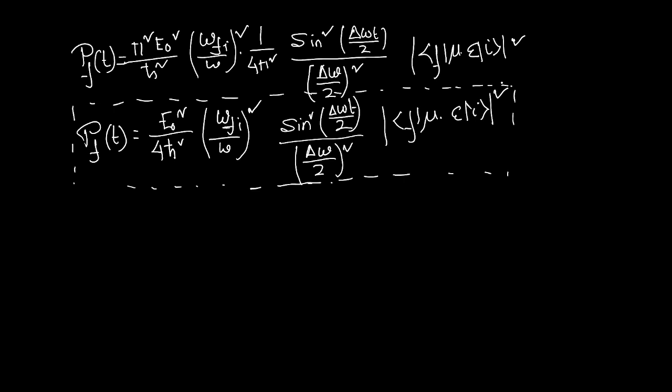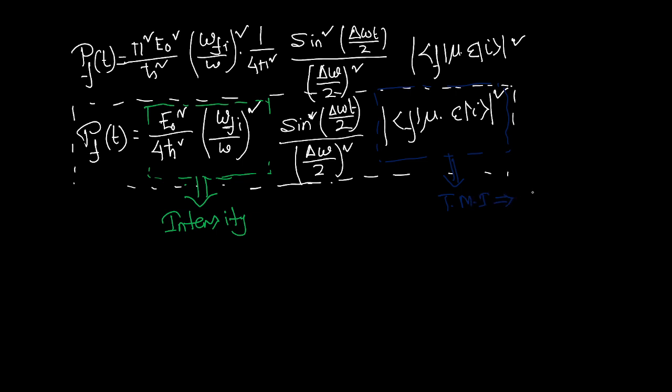Now we can split this equation into three different sections. This is a constant section, which tells about the intensity of absorption. Next, we all know this is the TMI, the transition moment integral, which talks about the selection rule.